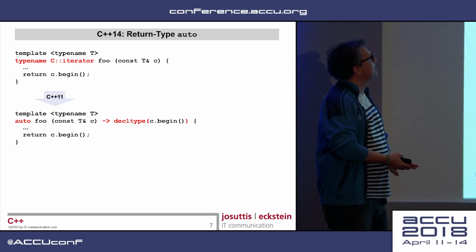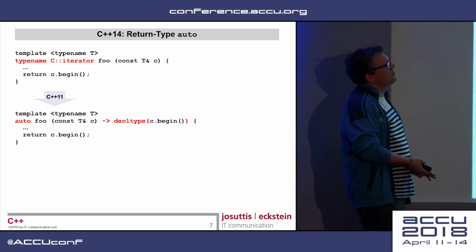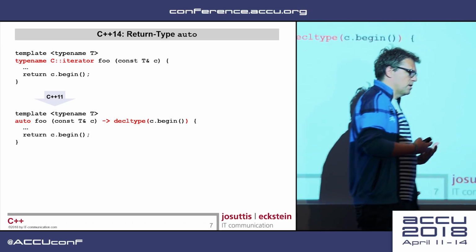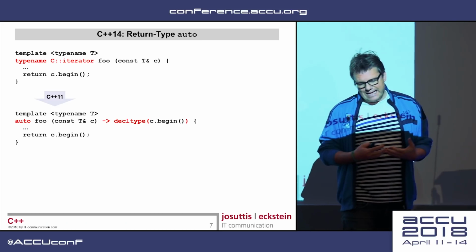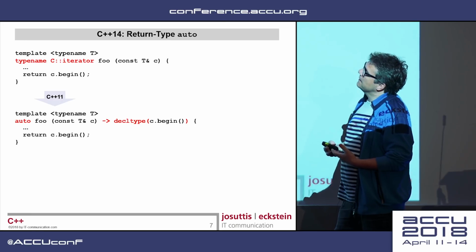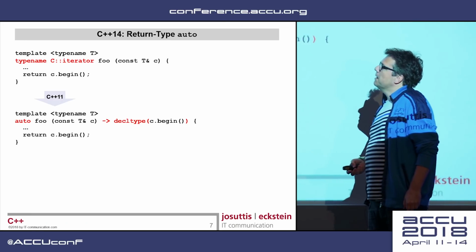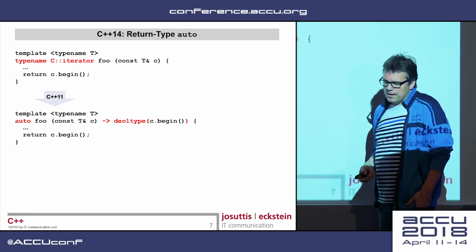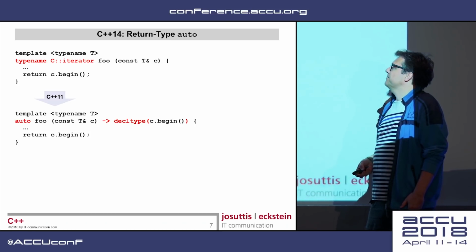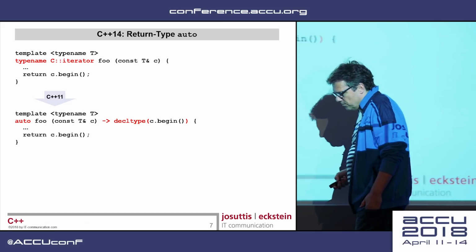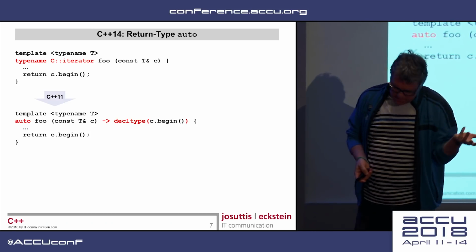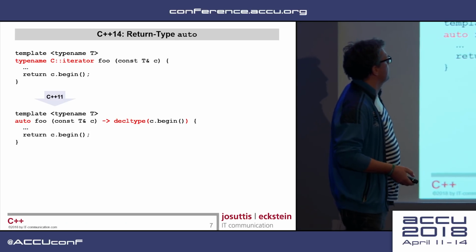And in C++11, we introduced a trailing return type syntax. Again, we could get rid of the need that type T has a type iterator by using auto and a trailing return type definition, and that means we can use here the decltype of what is returned by c.begin. So if I call begin for the passed parameter, I can use it.